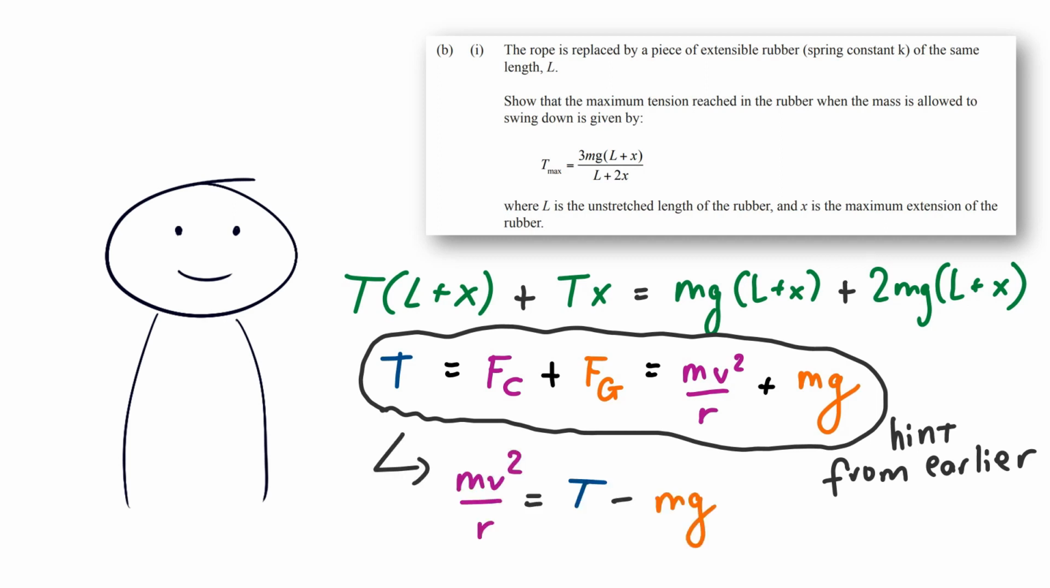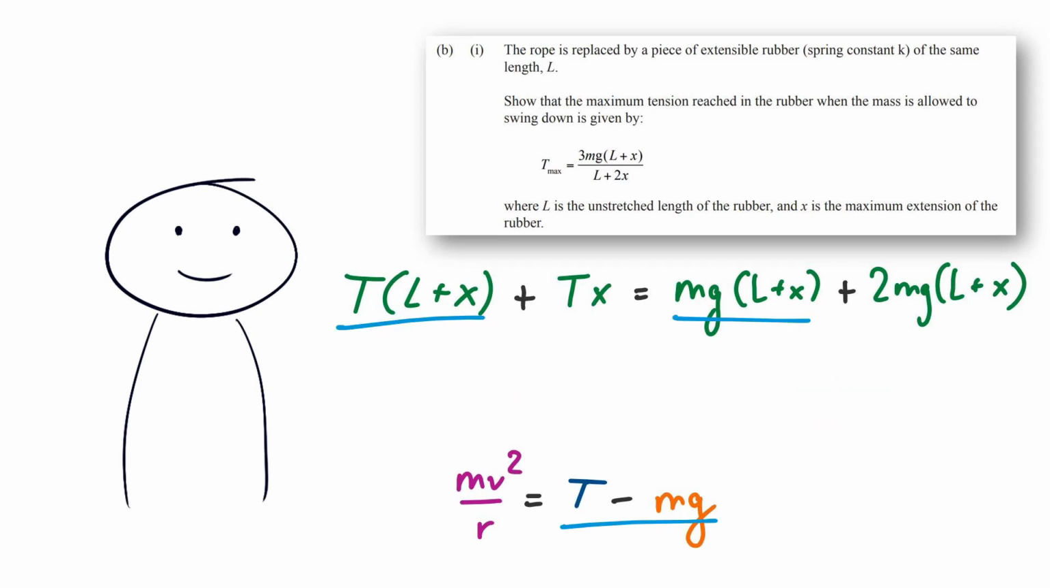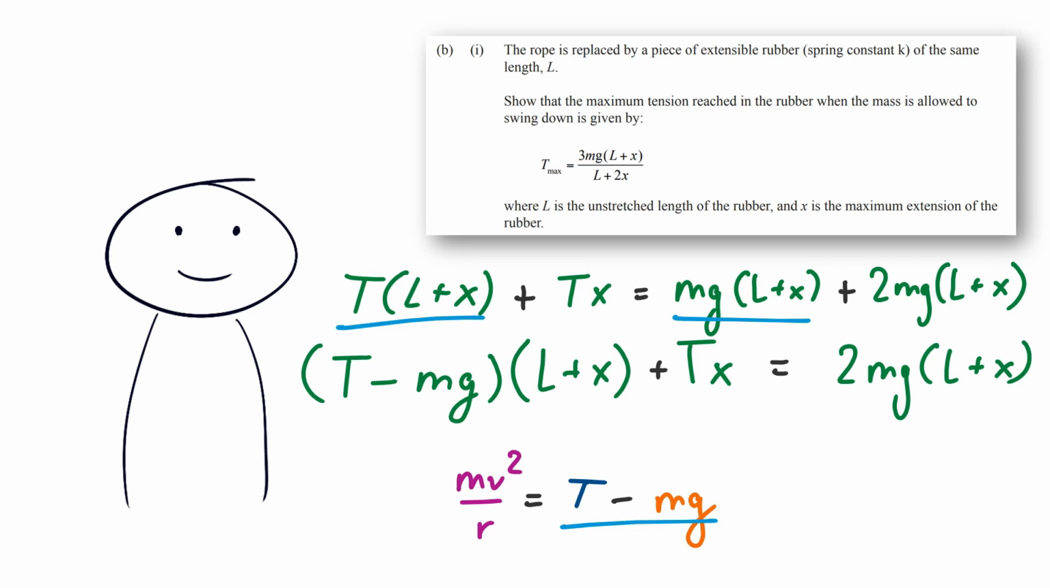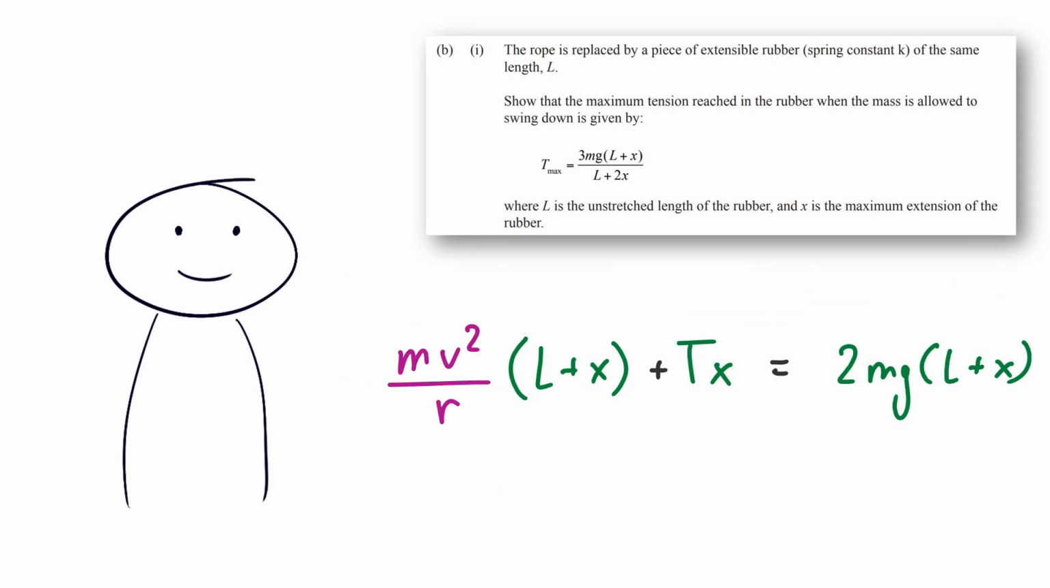And if you notice, in fact, the term mg times (L plus x) can be moved to the left-hand side, so that you get T times (L plus x) minus mg times (L plus x). So that, surprise, surprise, you can plug in T minus mg for having the same term. So now you're left with this. But also note that L plus x and r are exactly the same, so you can cancel them out. And now you're left with this.